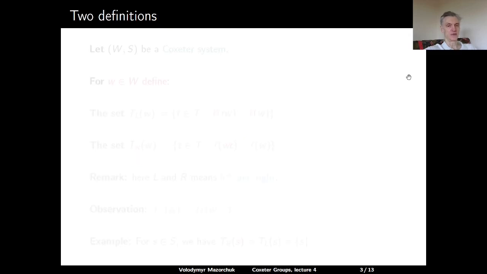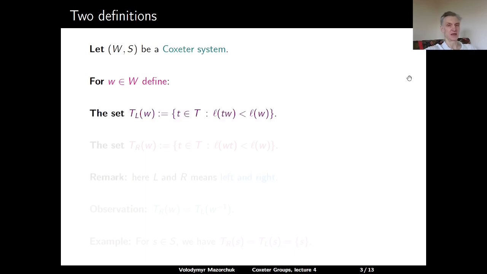Now let us look at the following two definitions. Let (W, S) be a Coxeter system. For an element w in W we define the set T_L(w) as the set of all reflections t such that the length of tw is strictly smaller than the length of w. And we also define the set T_R(w) as the set of all reflections t such that the length of wt is strictly smaller than the length of w.